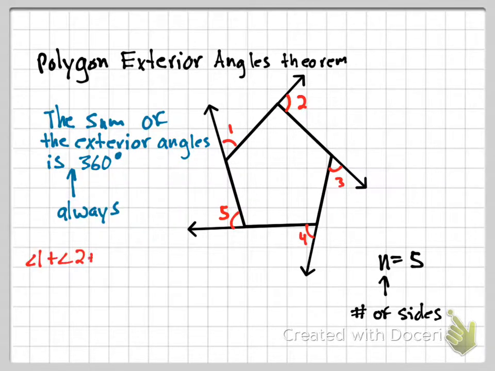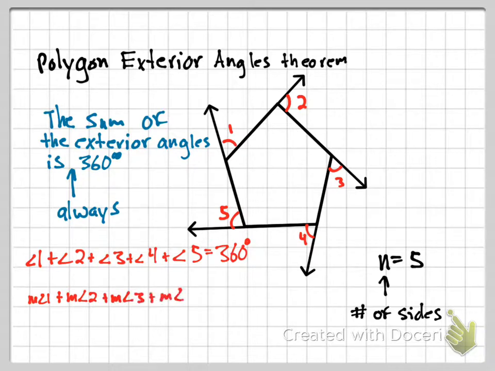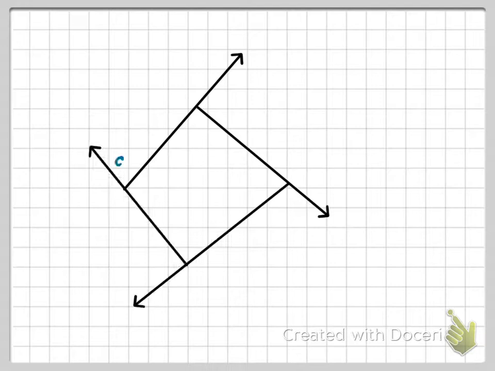So in this case, we have 5 angles. So if I add up all 5 exterior angles, it's going to be equal to 360. I'm just rewriting it. I'm saying measure angle 1 plus measure angle 2 plus measure angle 3, measure angle 4 plus measure angle 5 is equal to 360. Let's say I have this problem to solve.